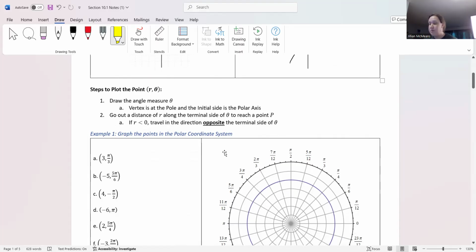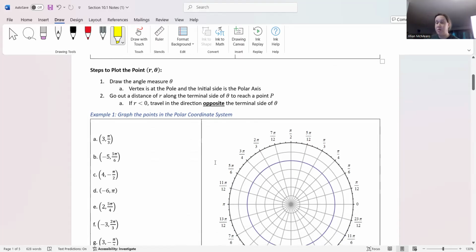Okay. So, steps to plot the point (r, theta). Polar coordinates come to us in the form r comma theta. You must know this. That is the format of a polar coordinate. And what we do is we actually draw the measure of the angle first. So we figure how far we have to sweep and in what direction for our angle. And then the vertex, remember, is going to be at the pole. The initial side is going to be the polar axis instead of the x-axis and the origin. We say pole and polar axis.